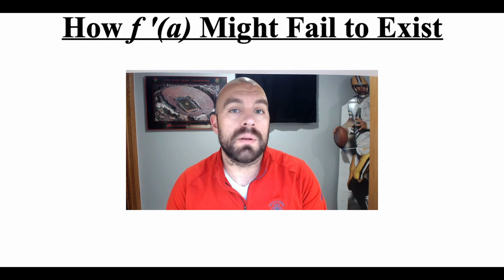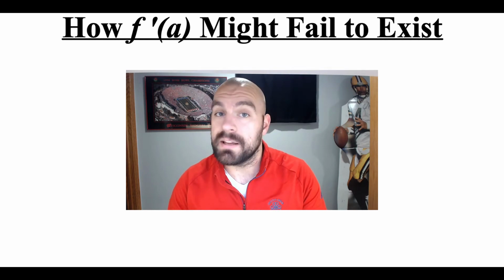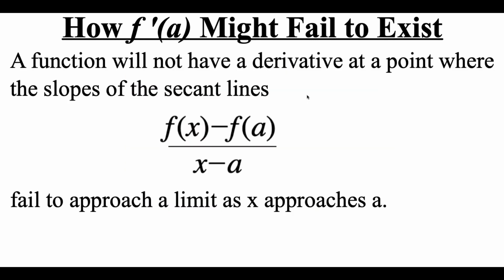In this video, we're going to be looking at how a derivative might fail to exist. So a function will not have a derivative at a point where the slopes of the secant lines, so f of x minus f of a all over x minus a, fail to approach a limit as x is approaching a. And there's a few instances where that can happen.